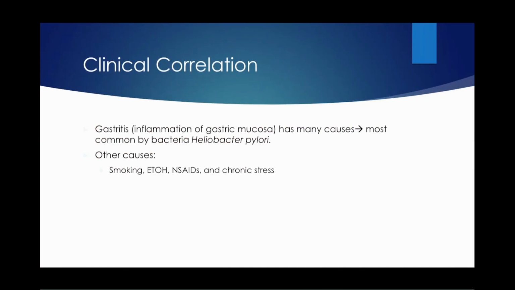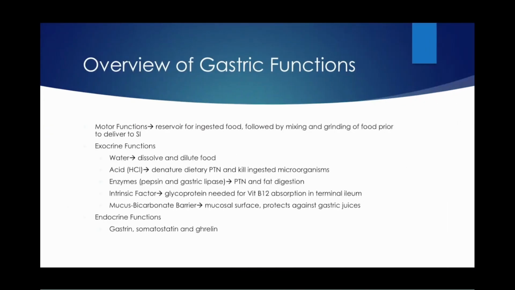Gastritis is just inflammation of the gastric mucosa. This will not have any bleeding. Why? What layer are we only dealing with? Just the mucosal layer. Is there any blood supply in the mucosal layer? No, therefore no bleeding. Just get some irritation. Causes: smoking, alcohol, NSAIDs, chronic stress will cause some gastritis, some inflammation of the lining.